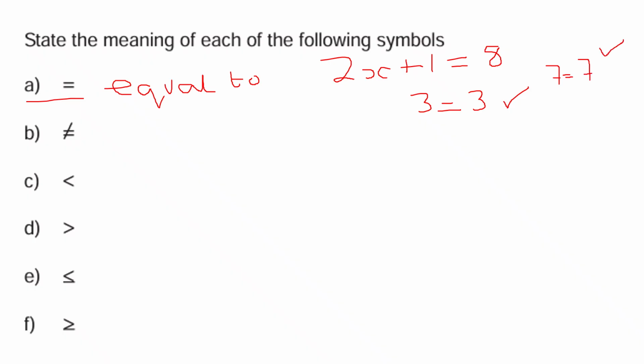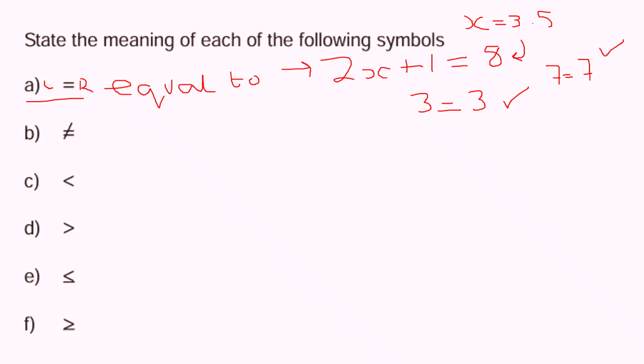So here I've got an equation. Here x would take a particular value for 2x plus 1 to be equal to 8. So x actually has to equal 3.5 to satisfy this equation for it to be true. For 2x plus 1 to be equal to 8, x has to be 3.5. It can't be any other value. So the left hand side equals the right hand side.